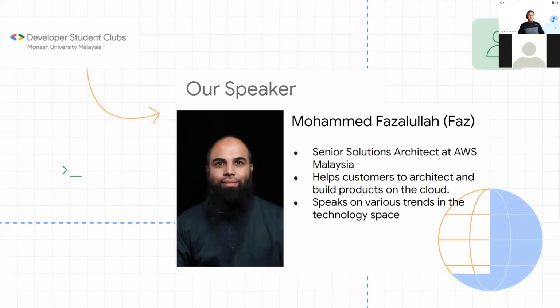So our speaker here with us today is Mr. Faz, and he is a senior solutions architect at AWS Malaysia, who helps customers to architect and build products on the cloud. An architect and technical evangelist at heart, he speaks on various trends in the technology space with a focus on building and scaling in the cloud in and around Malaysia. He has designed and built products for over 16 years in the enterprise and SME space, along with building engineering teams and helping them scale.